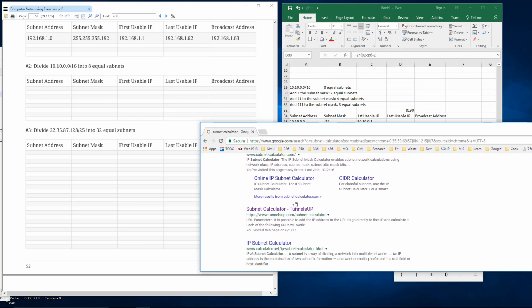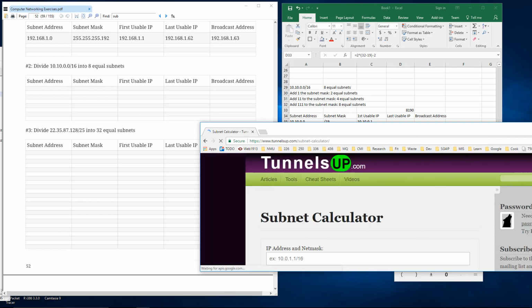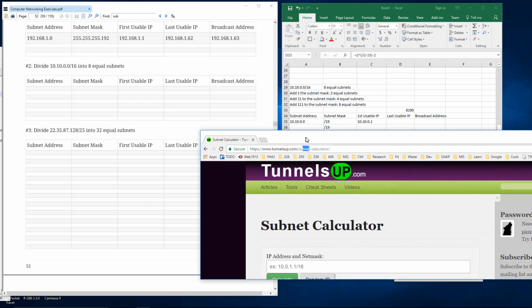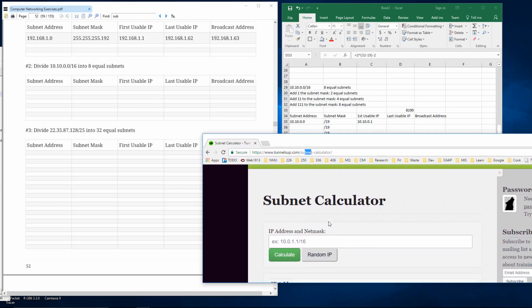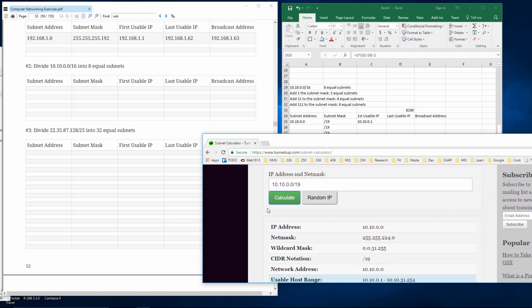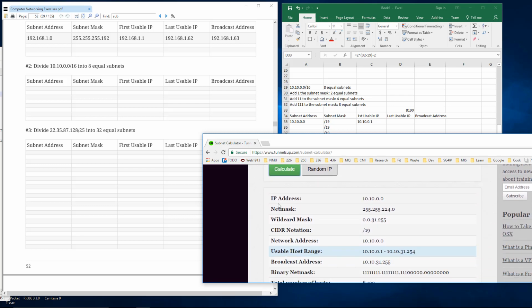I'm going to scroll down. I like this tunnelsup.com subnet calculator. It's the second result in Google, but I just like it. There's a million subnet calculators on the internet. They all do about the same thing. Here's what I'm going to do. 10.10.0.0/19. I'm going to click calculate. When I click calculate, I scroll down and it tells me a lot of information about this subnet.